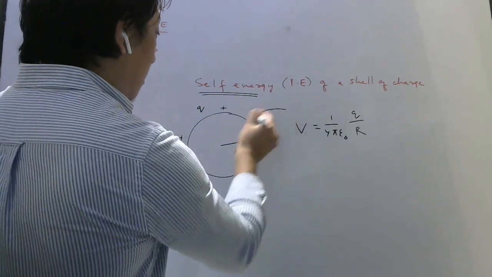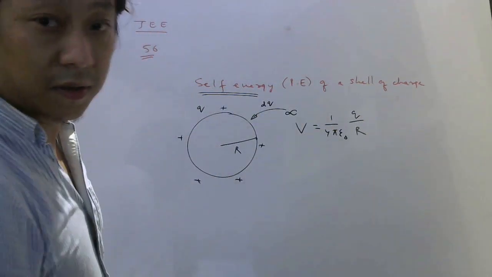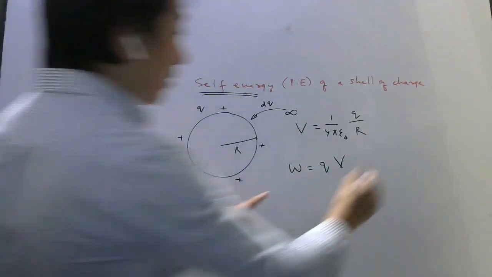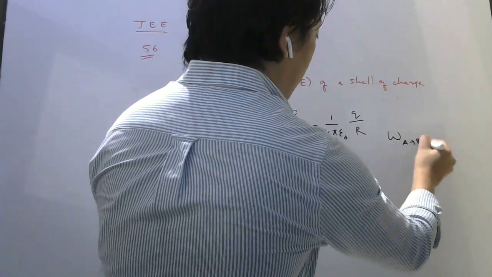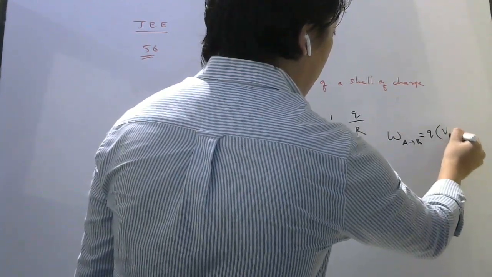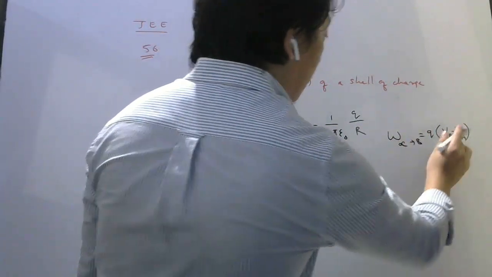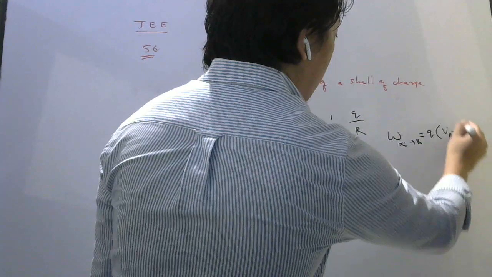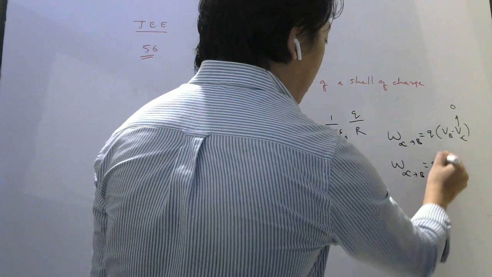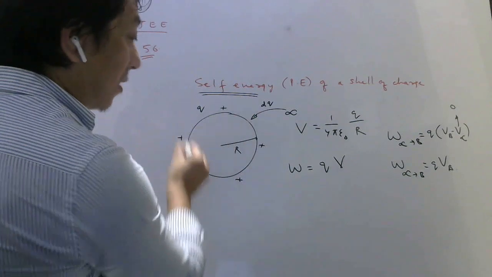Now when you bring another dq charge from infinity to this surface, what will be the work done? Just now I have told you, from A to B, if you bring any charge, the work done is q into (VB minus VA). From infinity, this will be your A, but potential at infinity is 0. So work done from infinity to B will be simply charge into potential at B. You know that at every point the potential is the same, right?